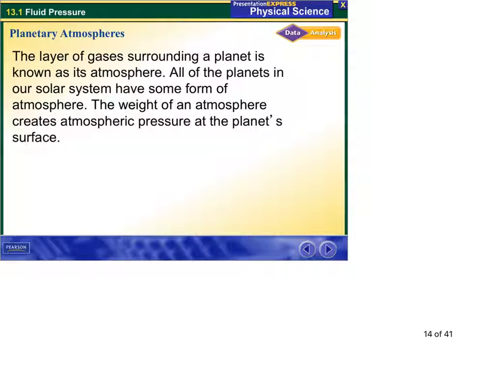Here we get a little information about the atmospheres of our planets. The layer of gases surrounding a planet is known as its atmosphere. All the planets in the solar system have some sort of atmosphere. And the weight of an atmosphere creates atmospheric pressure.